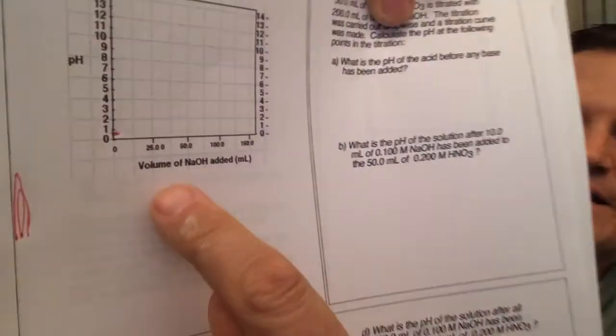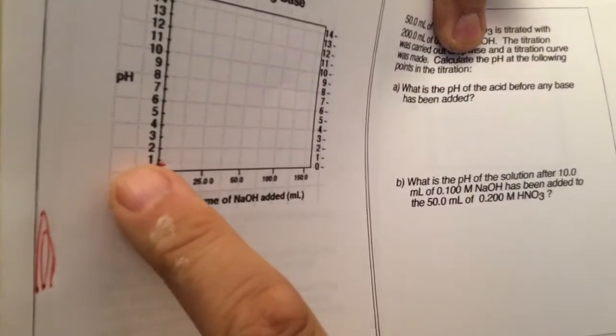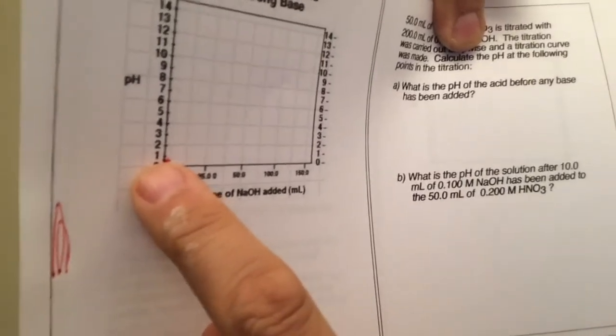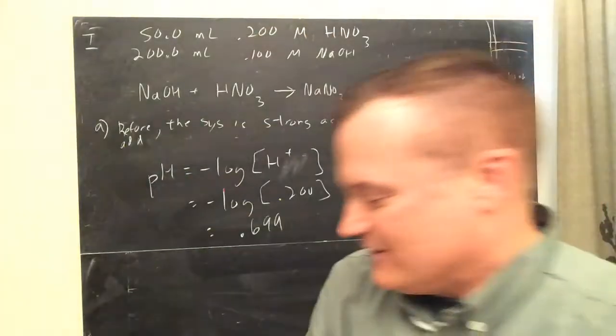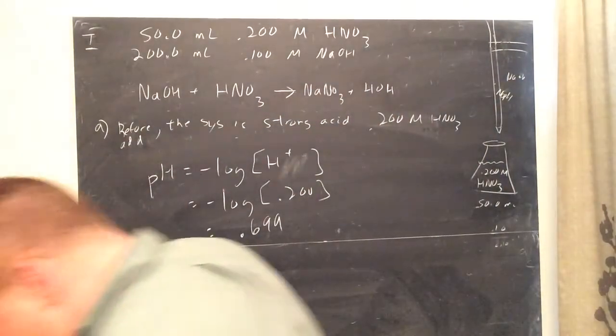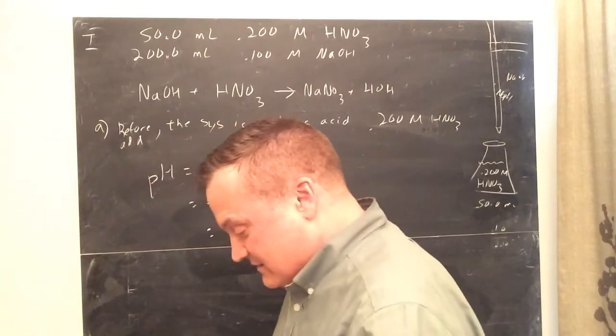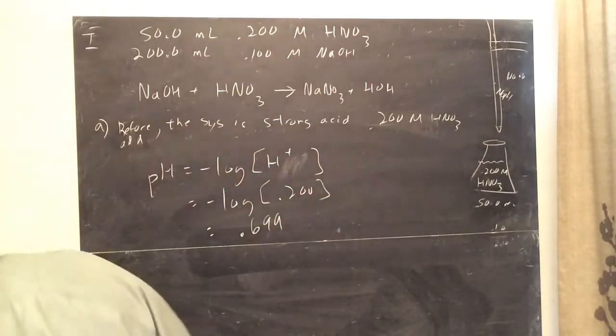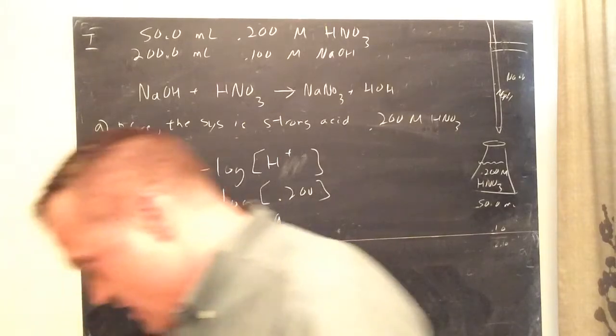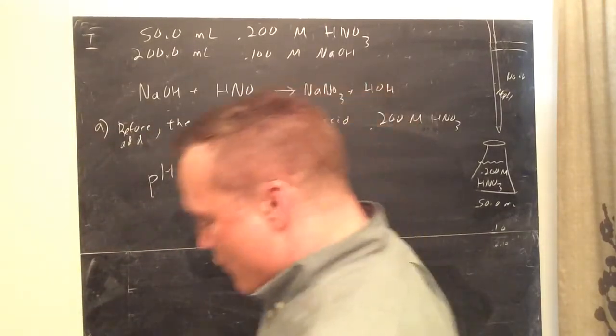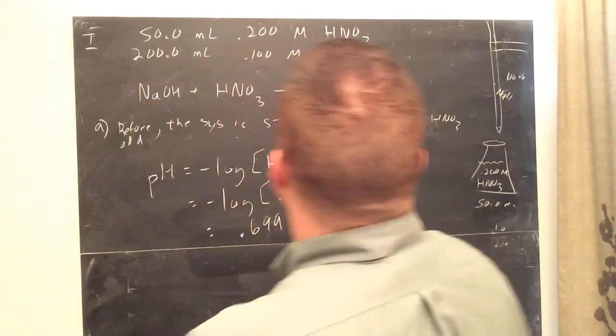Well, I just made a little red mark underneath 1, like 70%, whatever, 0.70. So before you add anything, that's your first pH right there, okay? Then it says, what is the pH after 10 milliliters have been added of the 50? I might not even do that. Well, I'll do that. Why not? What is the pH after 10 milliliters have been added?